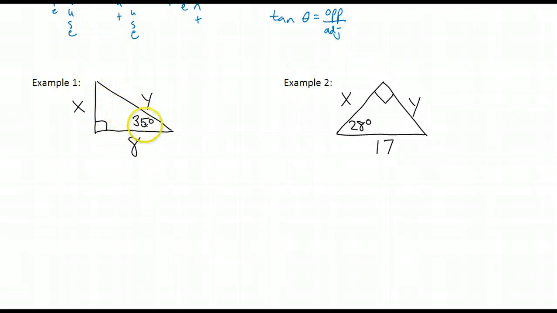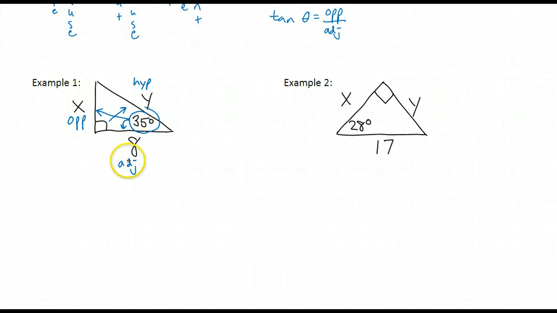So in this triangle we have a 35-degree angle. I'm going to first label my hypotenuse. Then using this 35-degree angle, I'm going to label the opposite side and the adjacent side. And in this problem, 8 is the adjacent side.